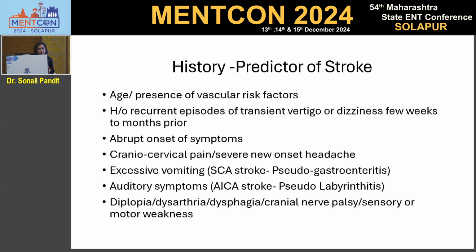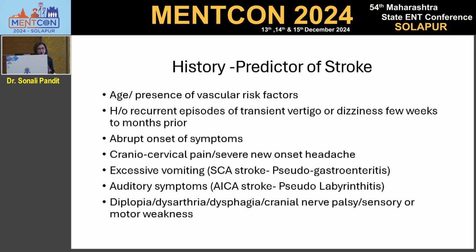Then these patients sometimes tell you that they get recurrent episodes of vertigo or dizziness. They have had this kind of episodes in previous months or weeks. That could be small TIAs. Usually the stroke has an abrupt onset of symptoms as compared to vestibular neuritis. Sometimes they can complain about craniocervical pain or severe new onset headache. Think about vertebral artery dissection or posterior fossa hemorrhage in those kinds of patients.